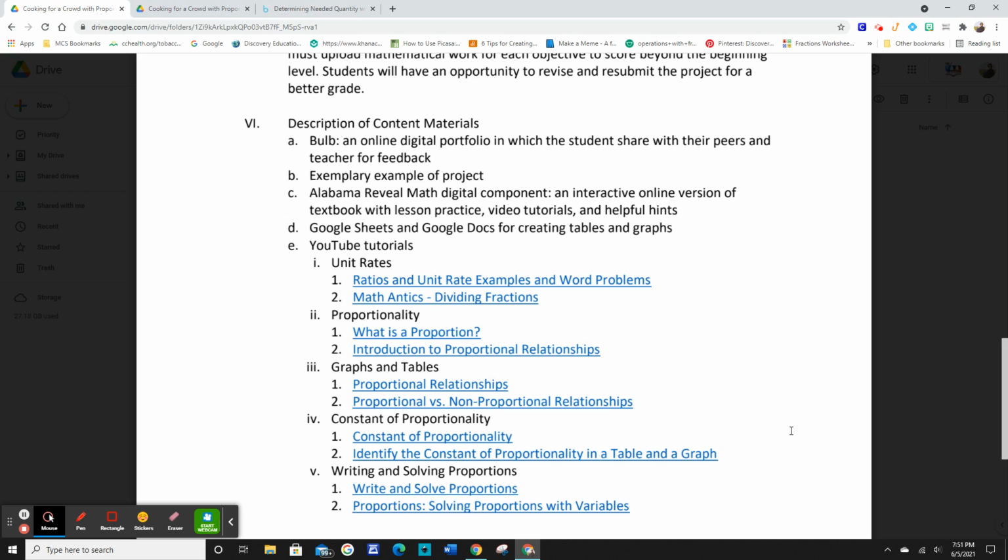Students are going to utilize Google Sheets and Google Docs when they're creating their tables and their graphs. The great thing about the Google platform with Bulb is that once I put something from Google onto Bulb, if I go back and edit that Google Doc, it automatically is showing on the Bulb. So that's fantastic. That just eliminates one extra step of going and re-uploading.